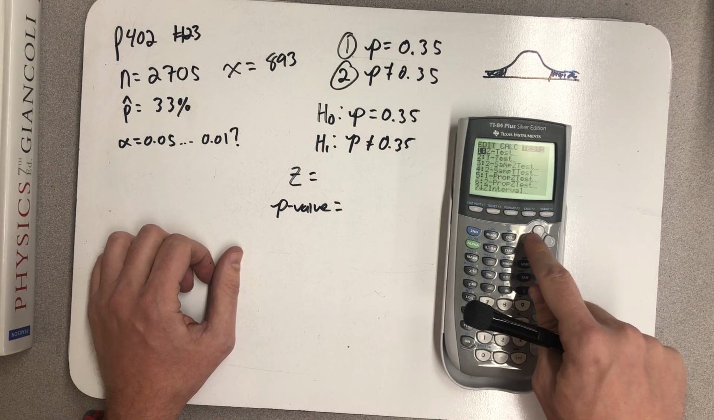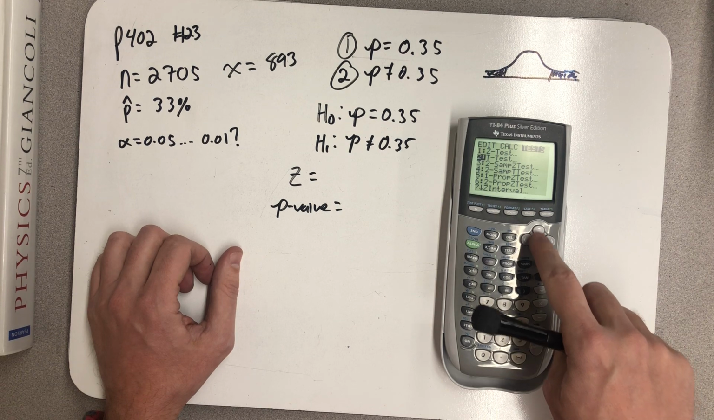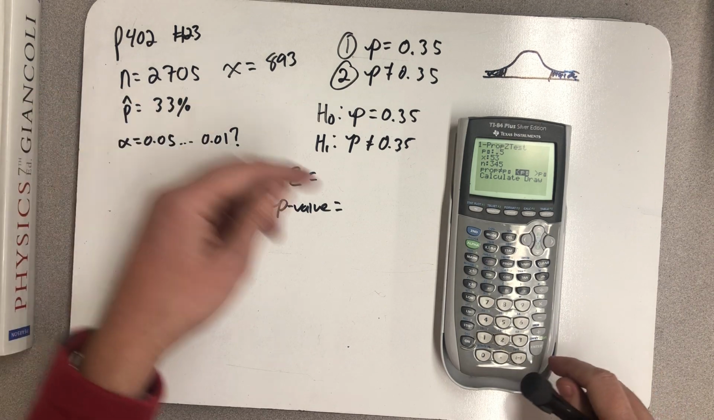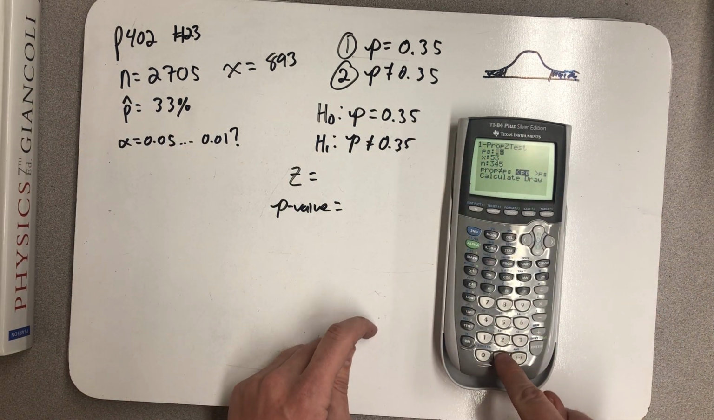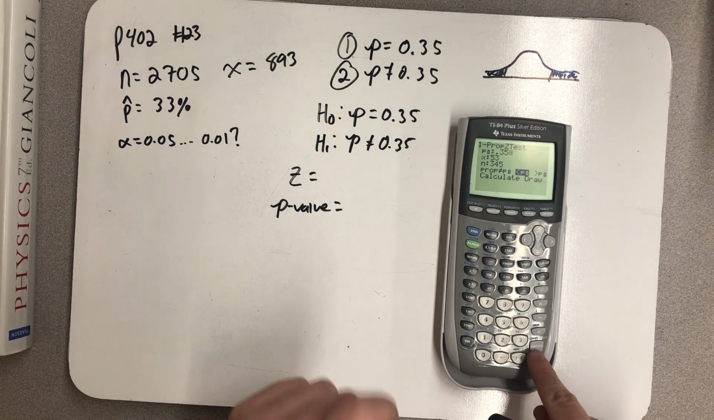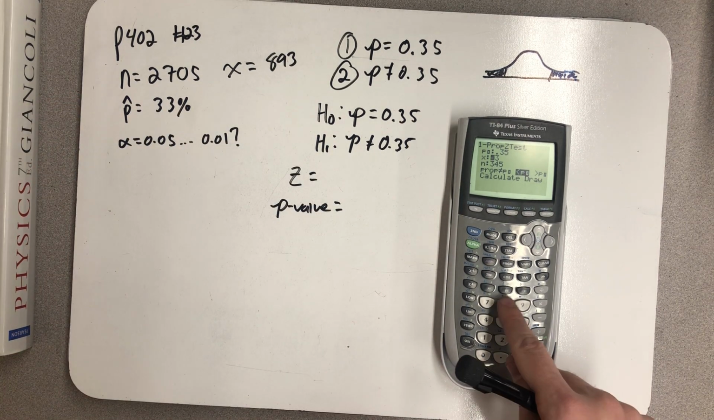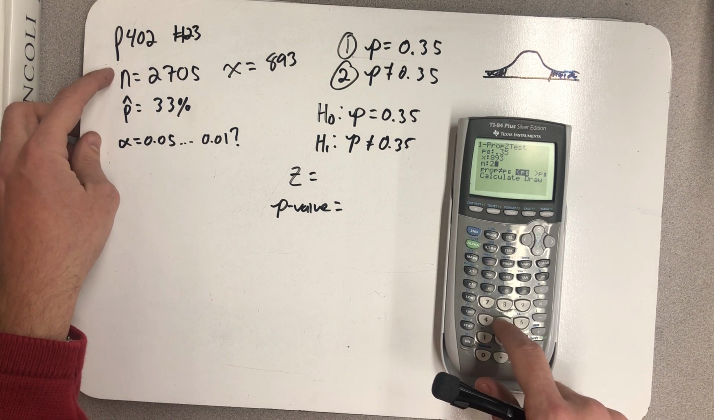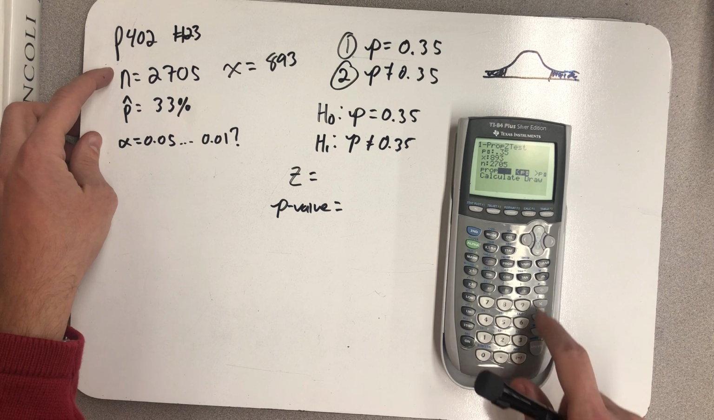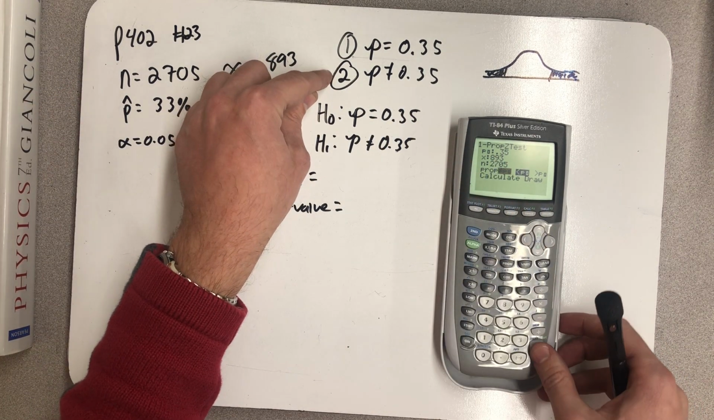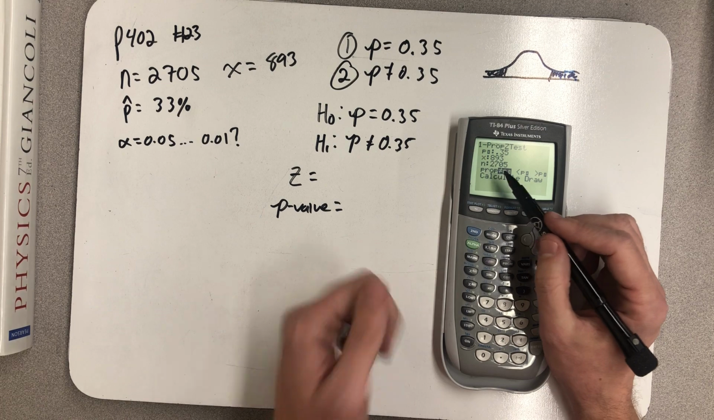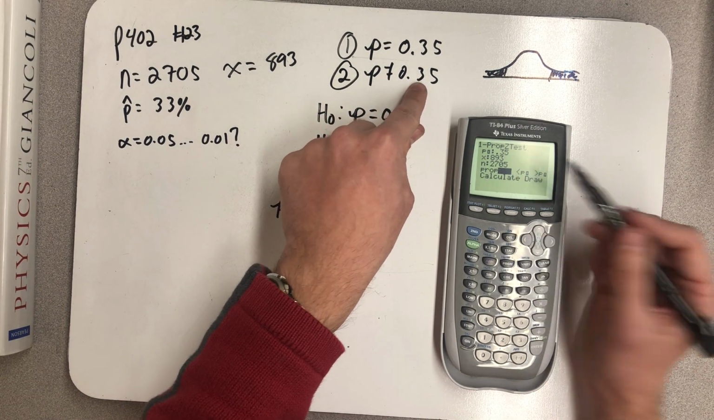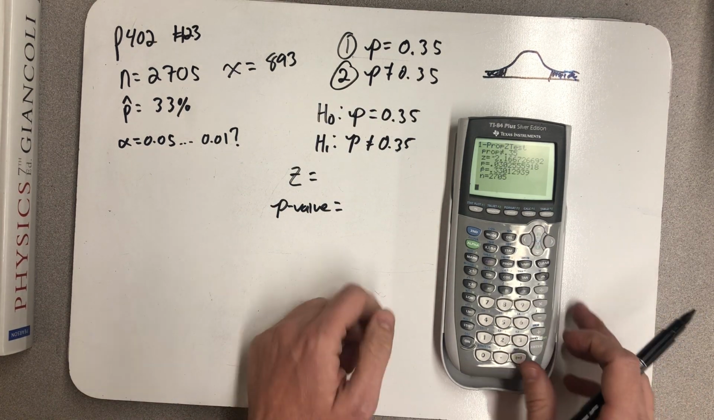So hit stat, go over to tests, and this is a one-prop z-test. P naught is the claimed value from the null hypothesis, so 0.35. X is a number of successes, 893. And then I have a sample size of 2,705. I have to click on the symbol from the alternative hypothesis, so this actually says the alternative hypothesis. The proportion is not equal to the claim value in P naught. P naught's 0.35. I'm going to hit calculate.